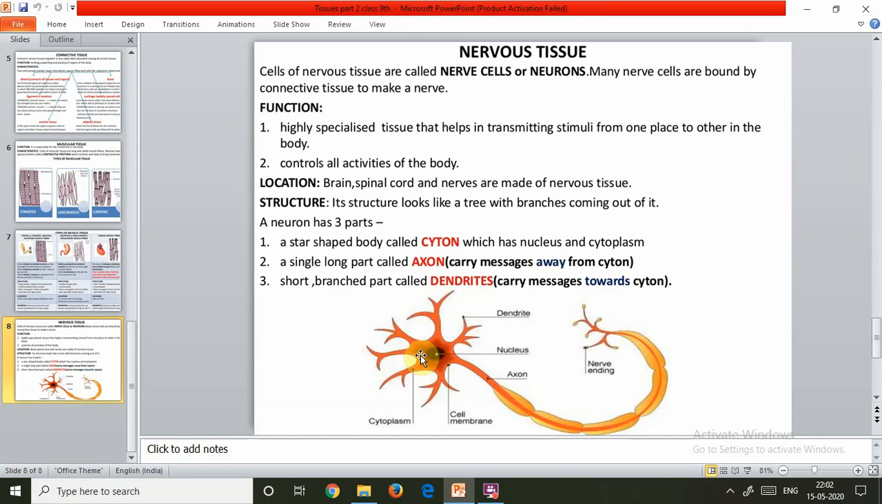And the second part is the dendrons, which are short processes. They arise from the cyton, that is the cell body, and these dendrites arise from the cell body only. These are the second part. And when the branching goes on and on, they become dendrites from dendrons.